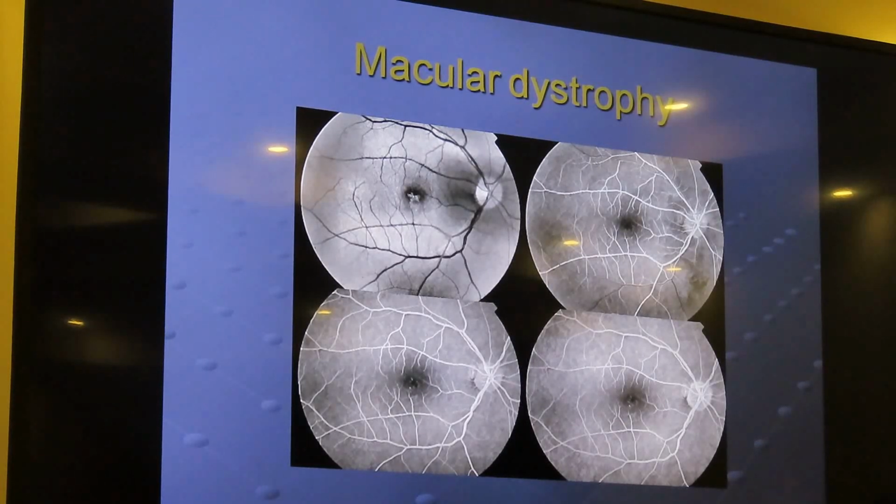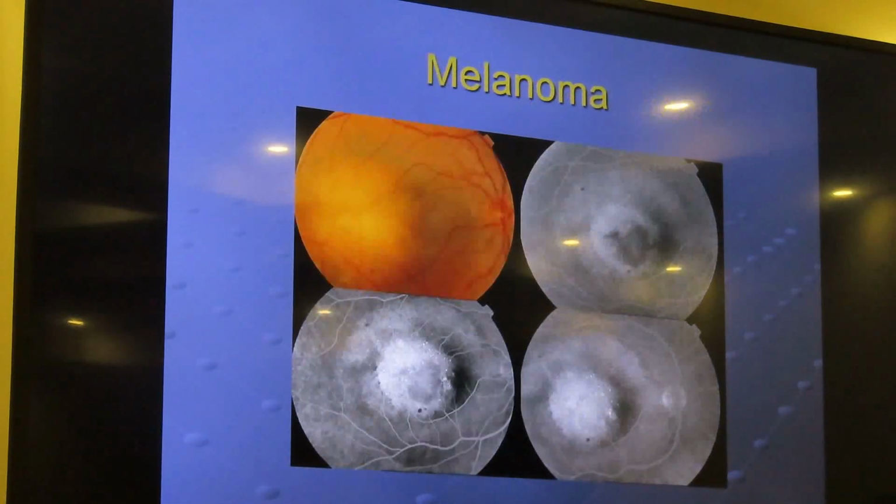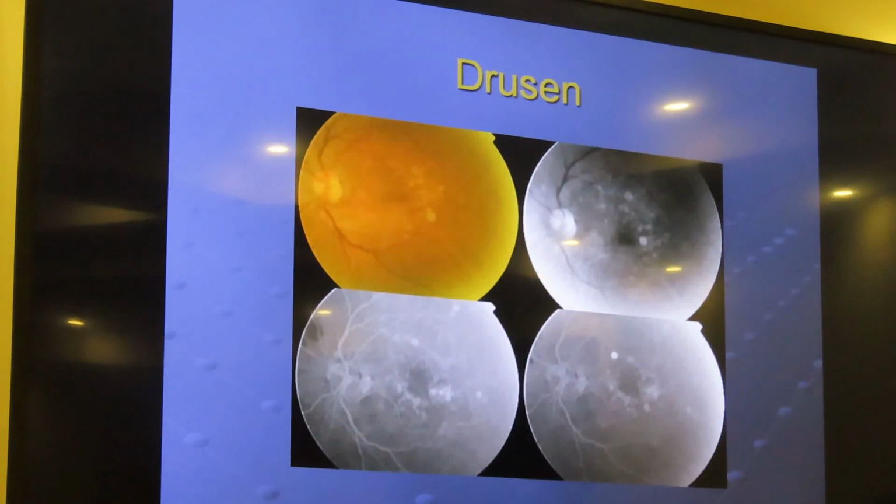Okay. This is an inflammatory condition. Whatever the inflammatory condition, it may be associated with macular edema. So we are doing fluorescein angiography in inflammatory conditions to know if the patient is associated with macular edema or not. This is a melanoma, but it is amelanotic. Okay? There is another circulation on the surface of the melanoma, which is called, yes, double circulation.